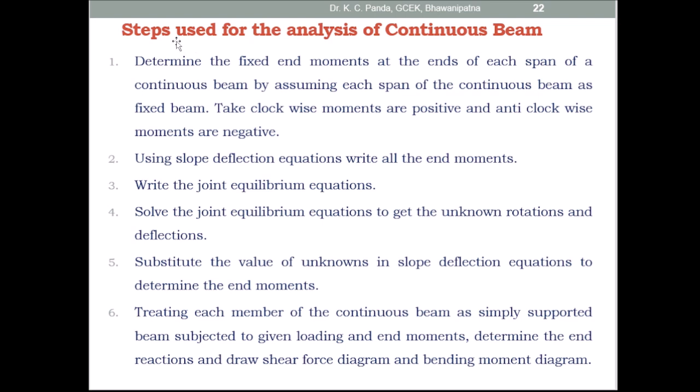Then what are the different steps used for the analysis of a continuous beam? The first step: you have to determine the fixed moments at the end of each span of a continuous beam by assuming each span of the continuous beam as a fixed beam. And here you know the sign convention, that clockwise moments are taken positive and anti-clockwise moments are taken negative.